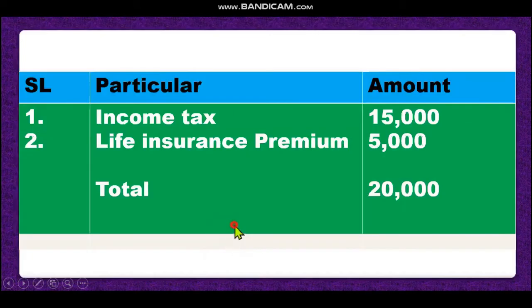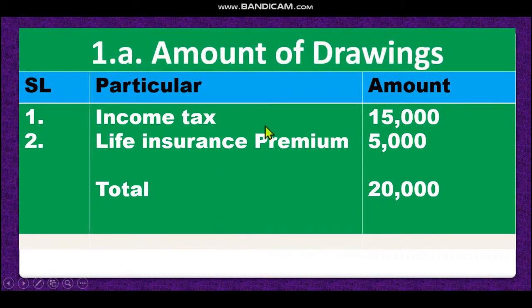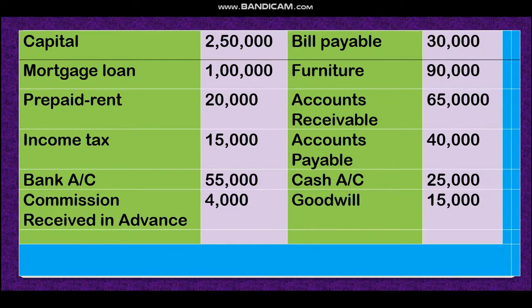Let's come to the solution. Dear student, now we will find out the amount of drawings from the above transactions. Look at first, let's come to the amounts. Look at capital. It is not drawings. All of you know that. Mortgage loan, no. Prepaid rent, no. Income tax, it is a drawings. Dear student, income tax is a drawings.